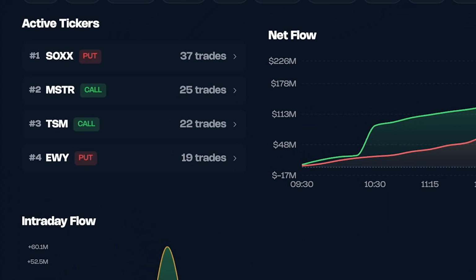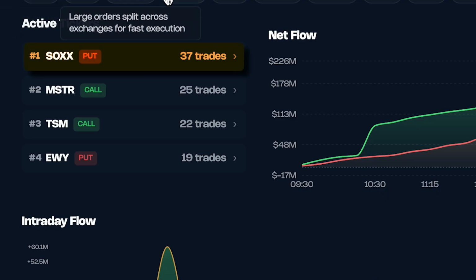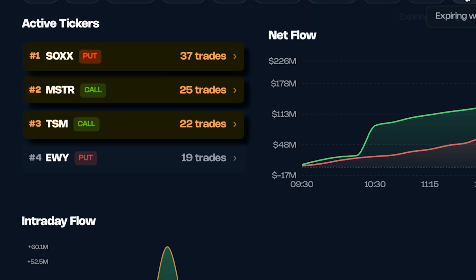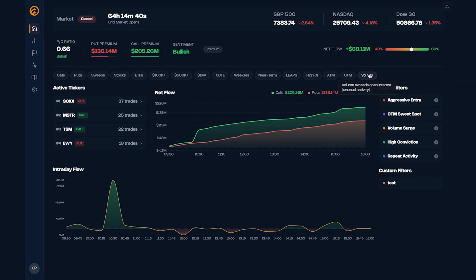Below that, you'll find our top active tickers section for unusual flow. This highlights the stocks attracting the most options activity throughout the day. Right now, we're seeing names like SOXX, MSTR, TSM, EWY leading unusual flow activity. This gives traders an instant view of where institutional money is focusing.